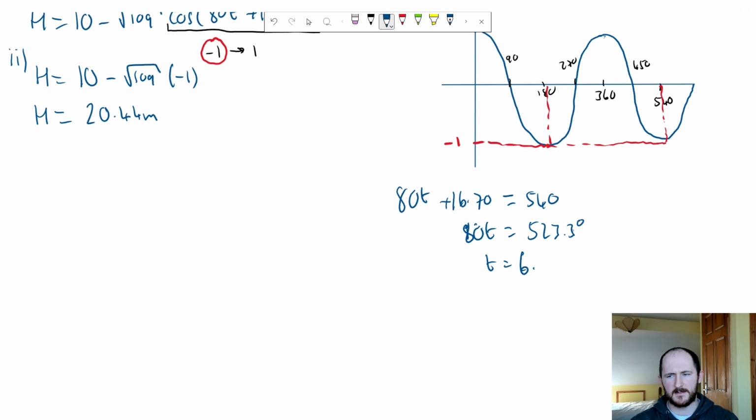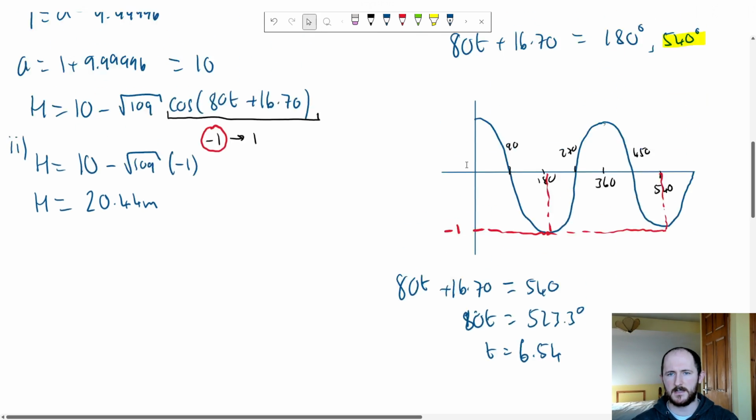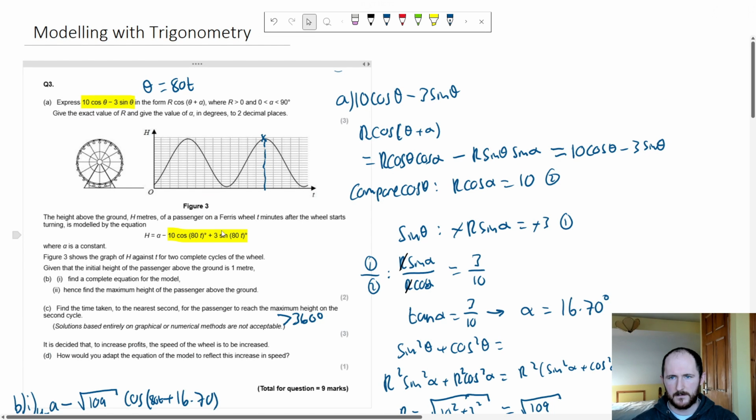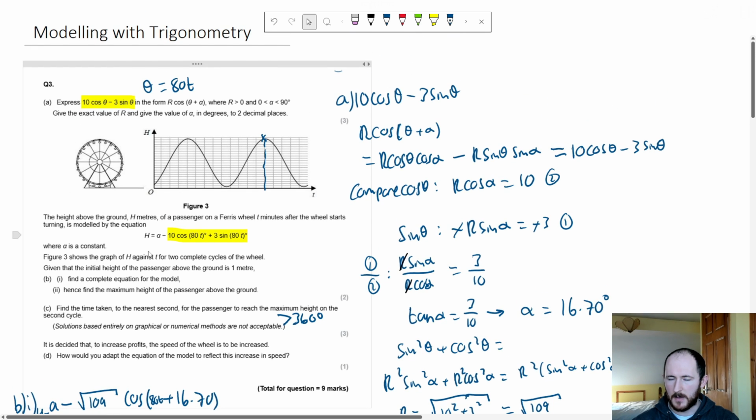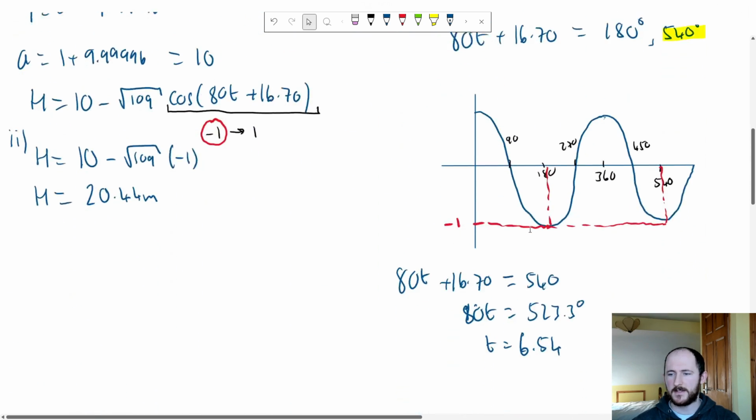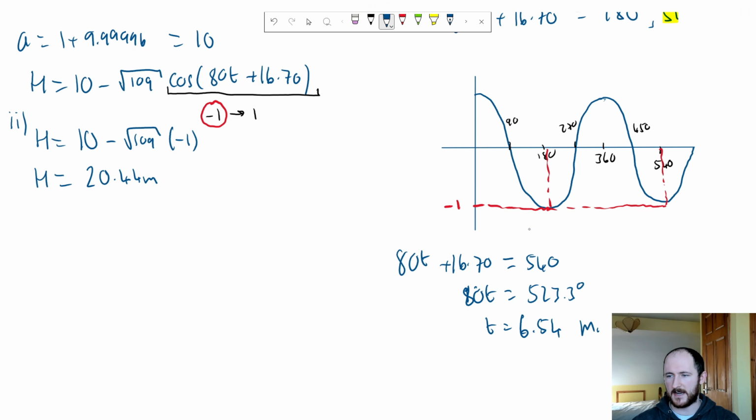Actually, do we know it's seconds? It might be minutes. To the nearest. Am I blind? I don't think it tells you. T minutes, there we are. So that's in minutes, and it says give it to the nearest second.